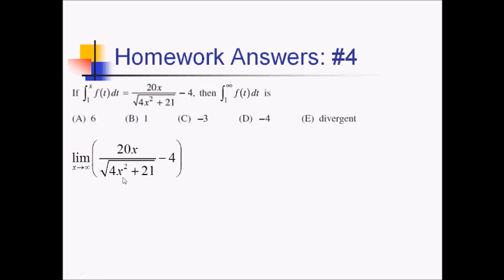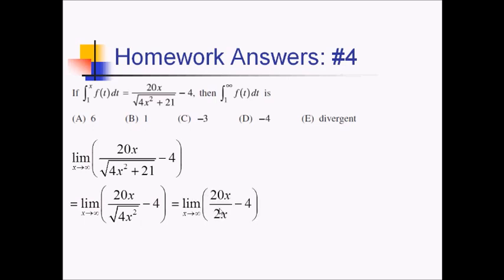And if I do that, I'm just essentially going to treat this like a normal limits problem now and see what this comes out to. So I can't really do anything about this 4 just yet, but I can eliminate some lesser terms. So inside the square root, the 4x squared is going to dominate down there. So I'm just going to rewrite this as 20x over radical 4x squared, all of that minus 4. And I know the square root of 4x squared is just 2x.